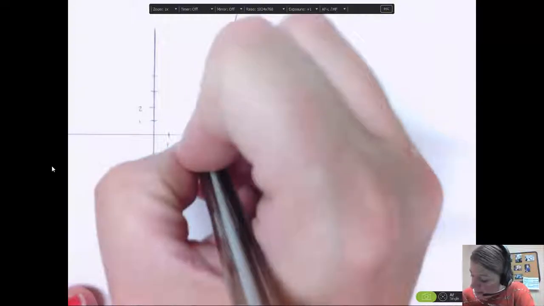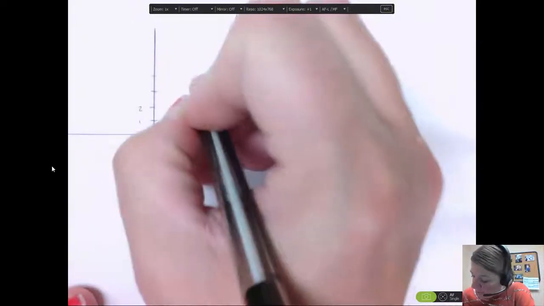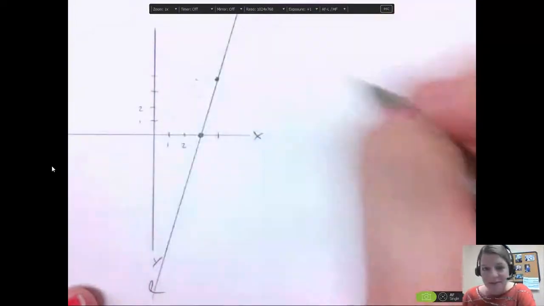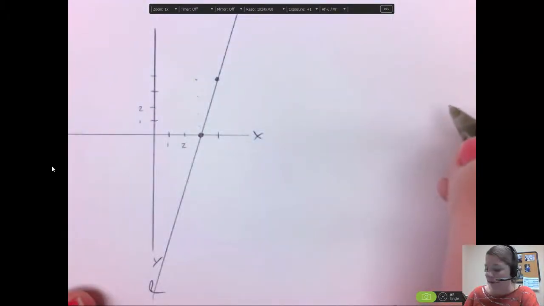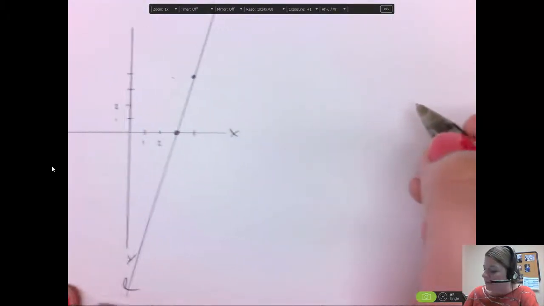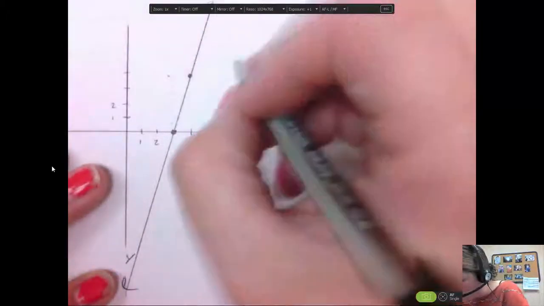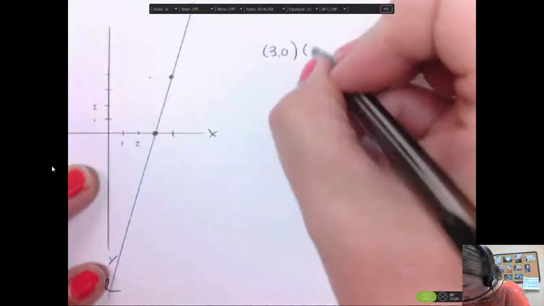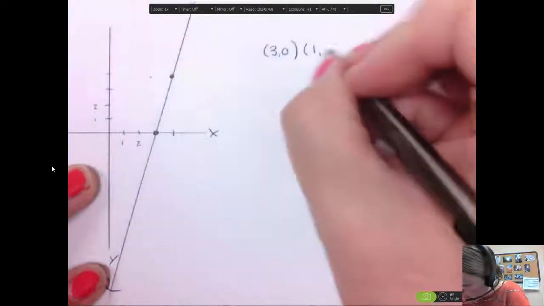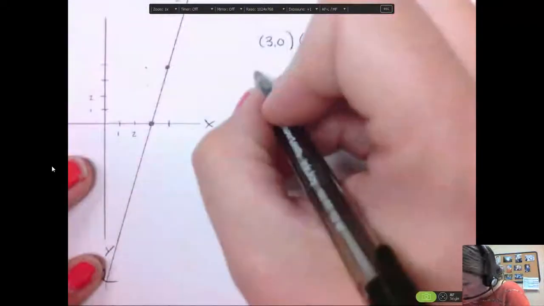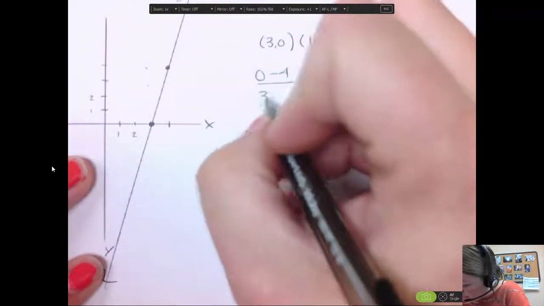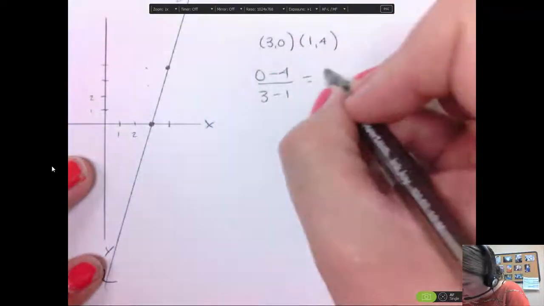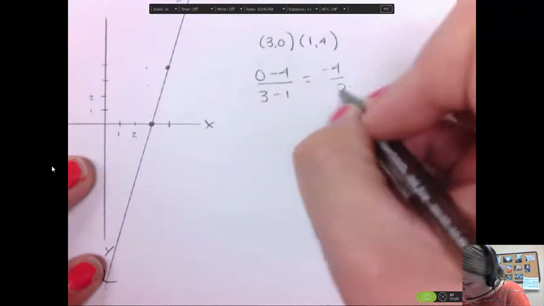So I could count up 1, 2, 3, 4 over 1. So the slope of this is 4 over 1, or 4. And let's see what that would look like using the points. So this point here is the point 3, 0, and this point up here is the point 1, 4. So then I would subtract, right? So 0 minus 4 over 3 minus 1. 0 minus 4 is -4. 3 minus 1 is 2.